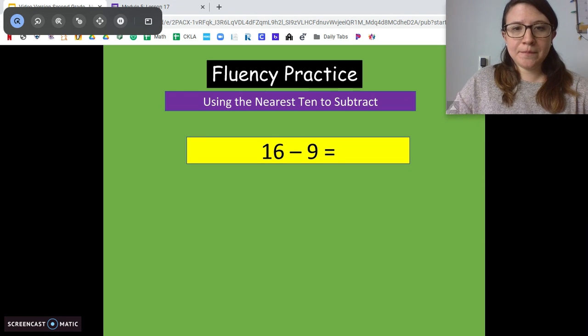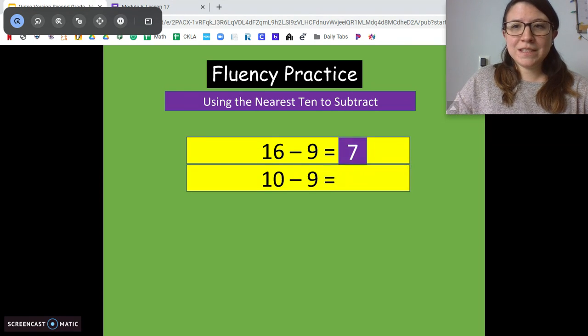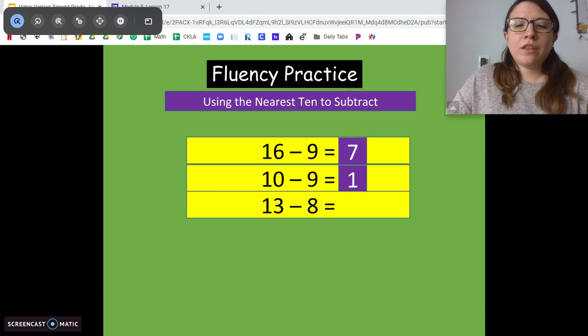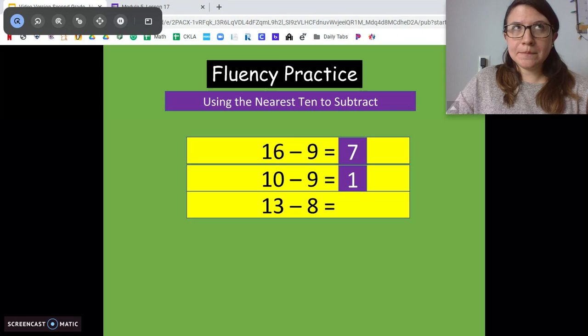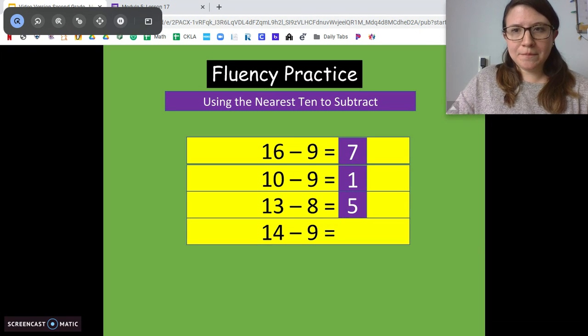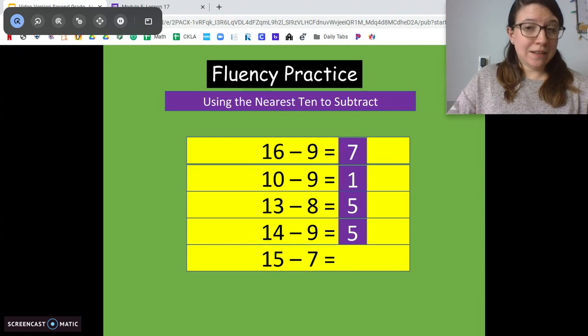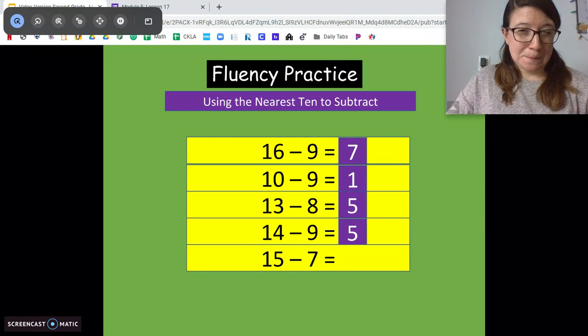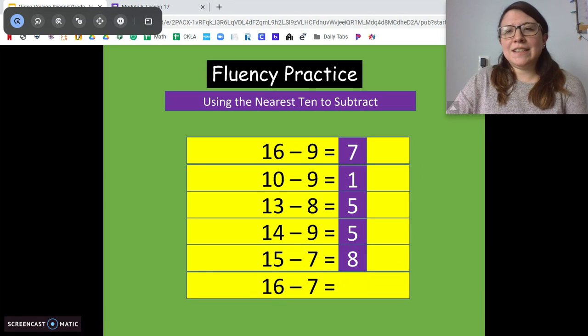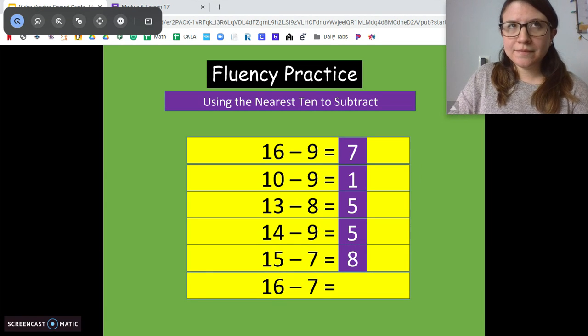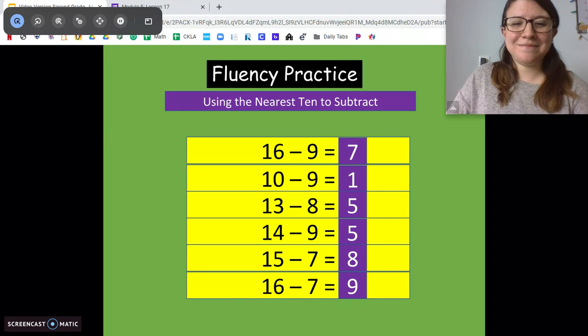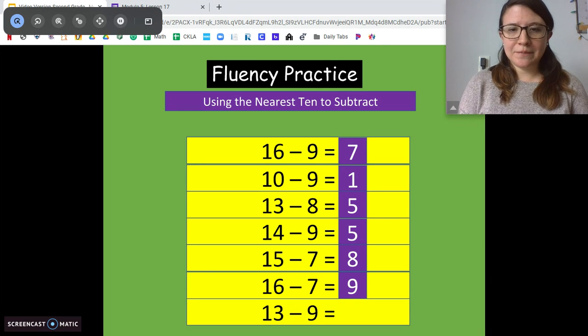16 minus 9. 10 minus 1. 10 minus 9. Good. 13 minus 8. Good. 14 minus 9. Good. 15 minus 7. Good. 16 minus 7. Good. 13 minus 9.